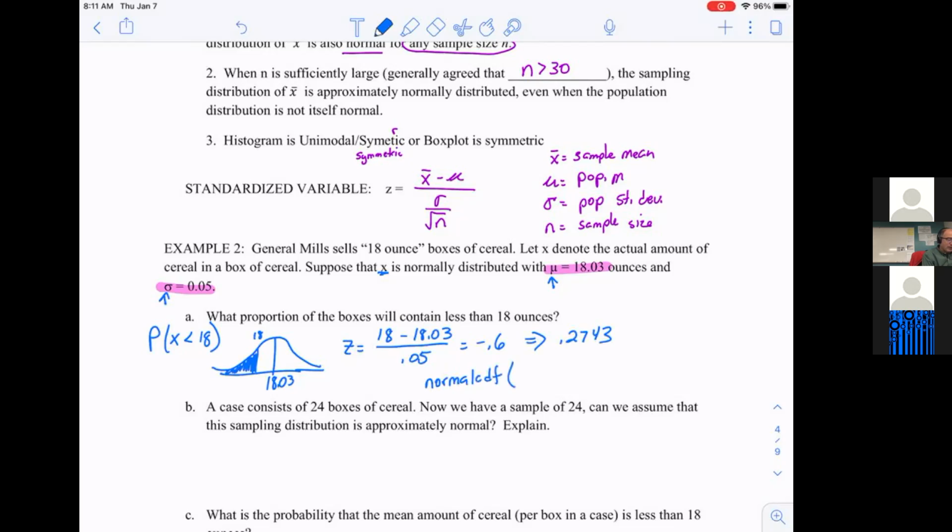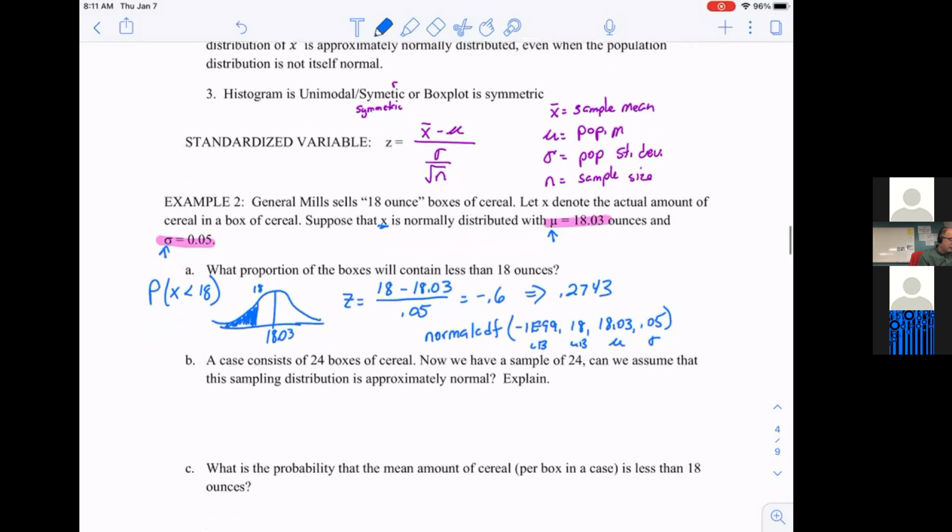Again, this is a spot where you're welcome to use your calculator, for those of you that appreciate the normal calculation in your calculator. That's what we would need to show. And just remember, that means we have to have our calculator speak: this is the lower boundary, this is the upper boundary, this is my mean, and this is my standard deviation.